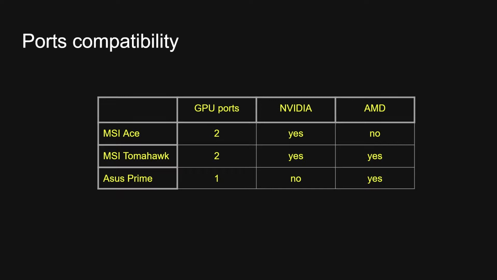To present the concept of ports and its compatibility, let's assume that the motherboards are only compatible with GPUs of a specific brand. We assume that the MSI Ace motherboard has 2 GPU ports compatible with NVIDIA GPUs only. MSI Tomahawk has 2 GPU ports too, compatible with both NVIDIA and AMD. And Asus Prime has only 1 GPU port, compatible only with AMD GPUs.